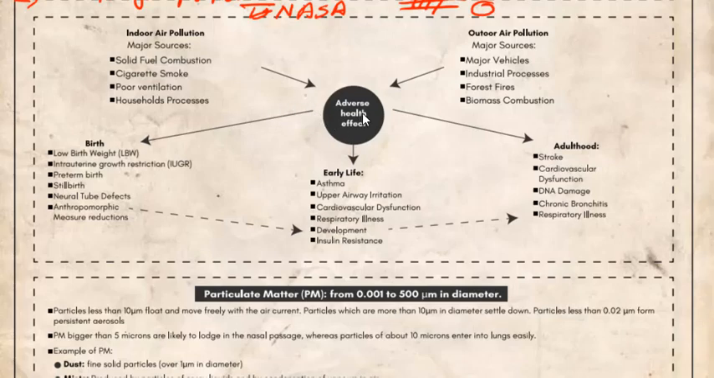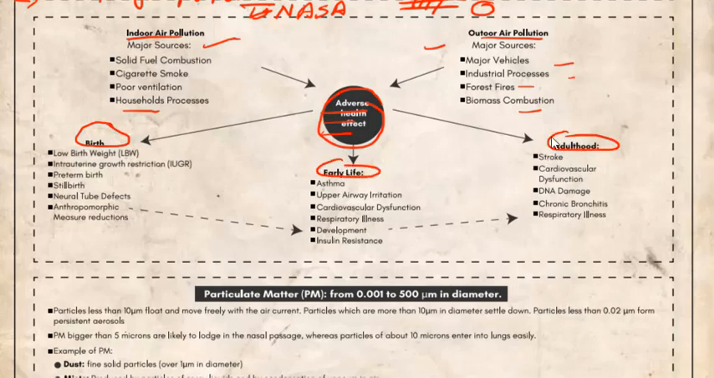The next topic is about the adverse health effects. What are the different adverse health effects? It is giving different types of pollution, that is indoor air pollution and outdoor air pollution, and their major sources. Indoor air pollution, we all know, is from solid fuel combustion, cigarette smoke, poor ventilation, household processes. And outdoor pollution is from vehicles, industries, forest fires, and biomass combustion. Then it is talking about the effects at different stages, like birth, early life, and adulthood. What are the different health effects from indoor as well as outdoor air pollution?